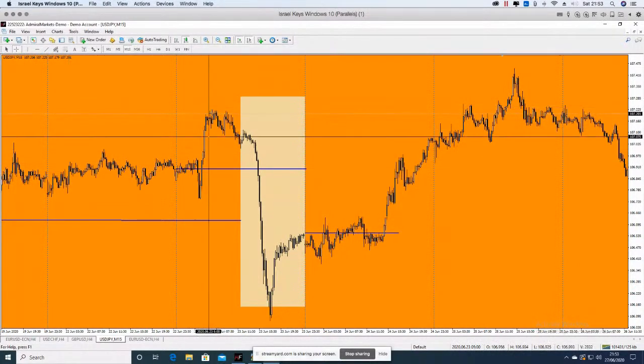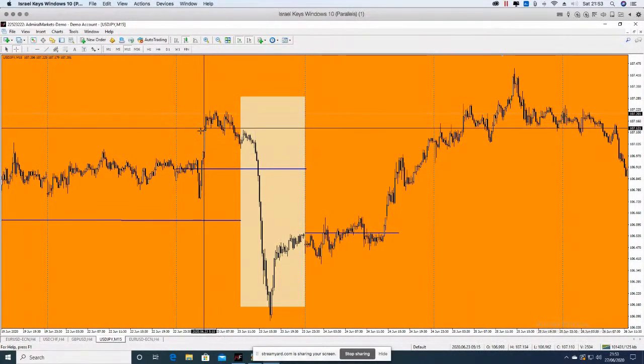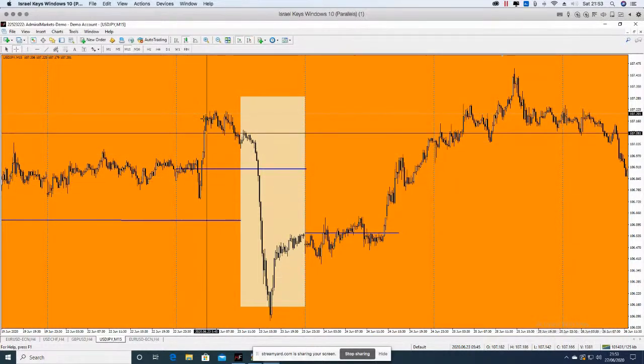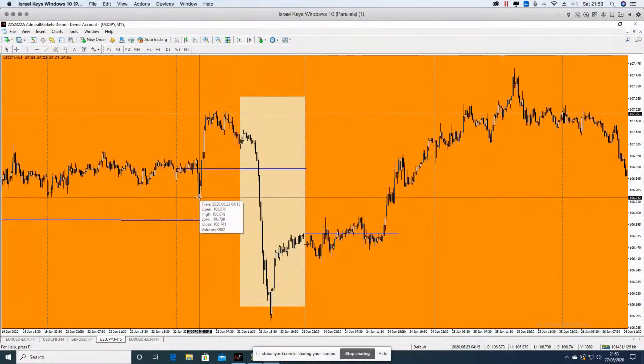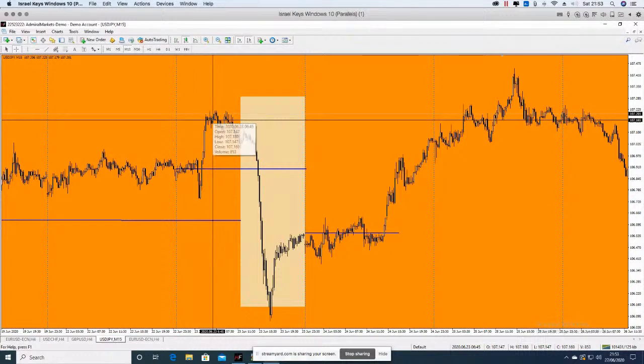the fact that significant action is likely to happen, or the significant moves intraday are likely to happen between 6 to 10 a.m. London time. So 6 to 10 a.m. London time, that would be 6 a.m. London time would be 8 a.m. on my server, because my server is from Cyprus. So let's find 8 a.m.